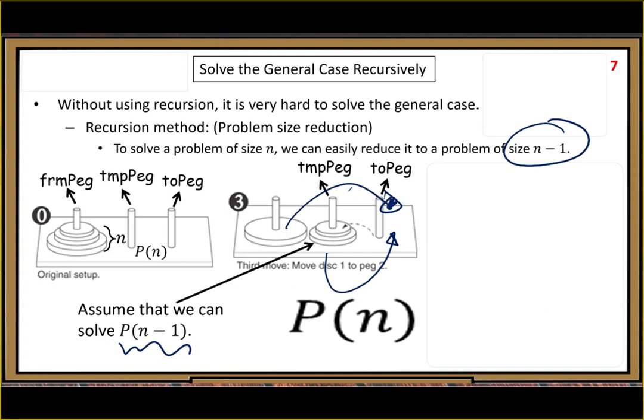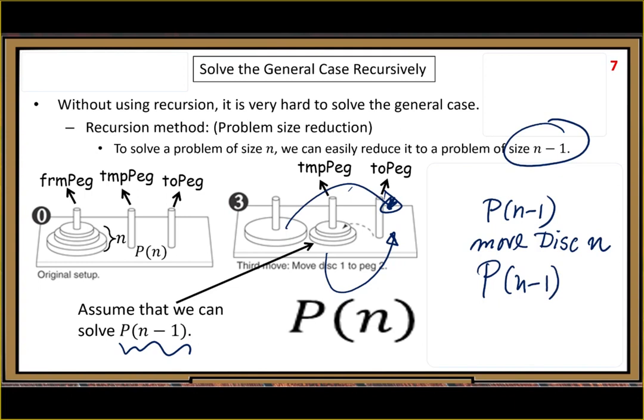All right, so let me summarize this whole process. The first time we apply P of n minus 1, a recursive function call. Then move disk n, the largest one, the bottom one. Then apply P of n minus 1 again. But there are some details.